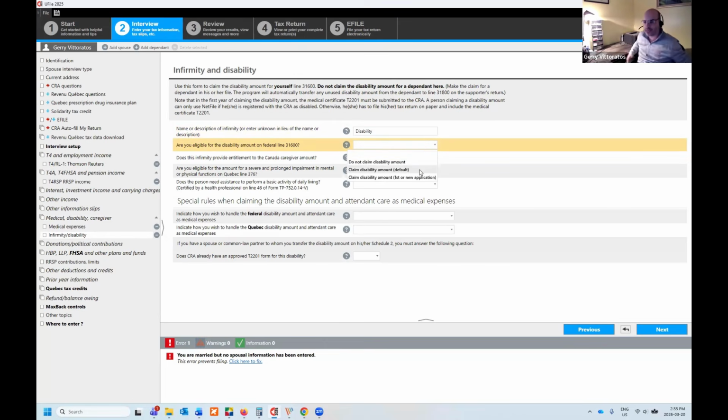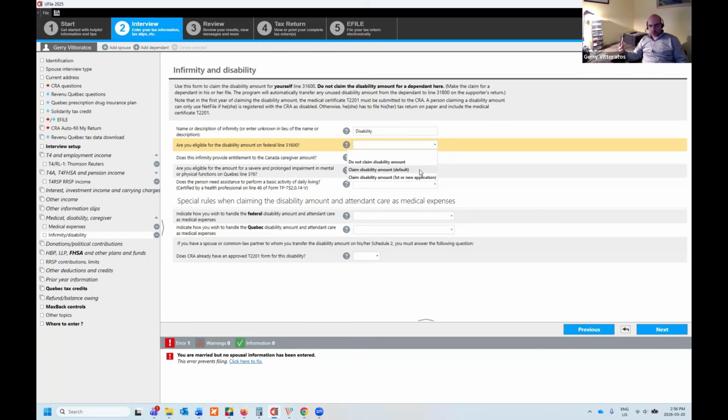And to be eligible for the disability amount, you must have submitted certificates to the federal and to the Quebec governments, certified by a medical practitioner, indicating that you have, as per the Income Tax Act, a disability. And for the Income Tax Act, what constitutes disability is that you have a condition that profoundly affects your day-to-day life and activities.